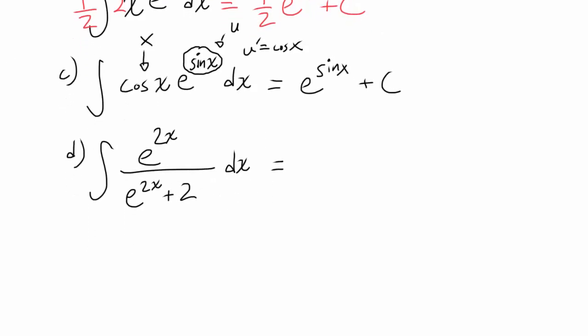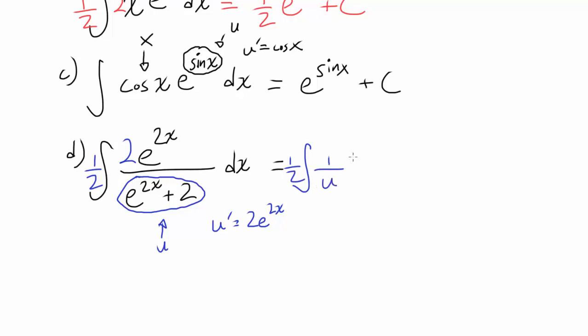Now let's look at D. In this case, we want our u to be e to the 2x plus 2, because when you differentiate this, you are going to get 2 times e to the 2x, and you can easily make that up by multiplying by 2, dividing by 2. So in this case, let me actually write it out. You have 1/2 times the integral of 1 over u du. So you have 1/2 times natural log of absolute value of u plus c, also known as 1/2 times natural log of absolute value of e to the 2x plus 2, plus c.